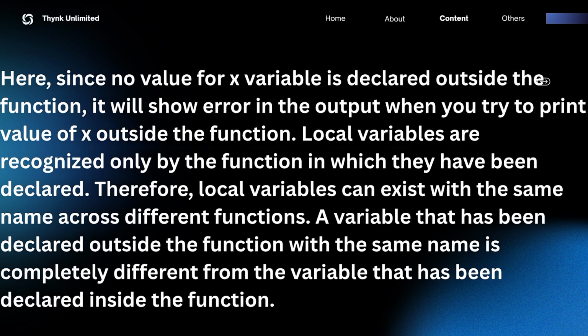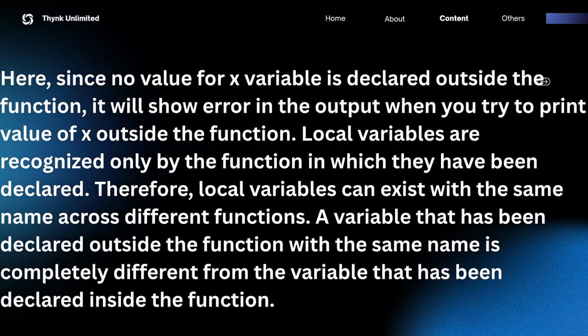Such variables are called local variables, and they belong exclusively to the function in which they are declared. Once the function finishes executing, these variables are automatically destroyed and their memory space is released. This ensures that they don't interfere with variables used in other parts of the code.